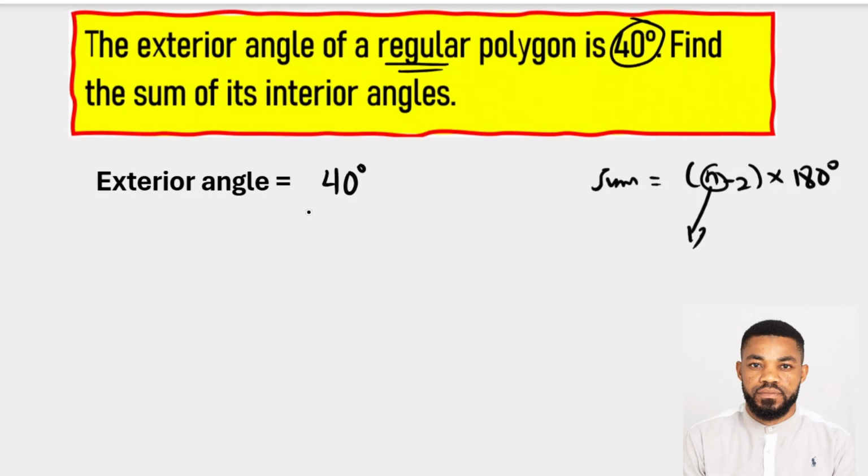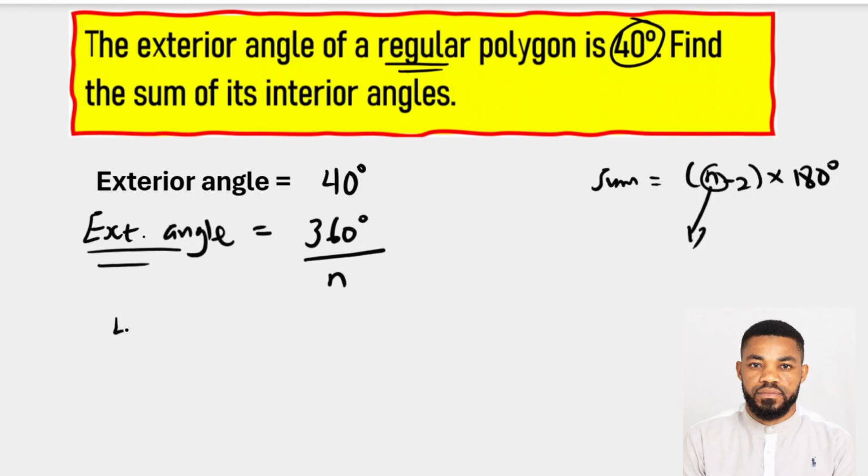So how do we find the sum of its interior angles? This is where you have to get the right formula to help you. The exterior angle of this regular polygon has been given, so we can use the exterior angle formula for regular polygons. Exterior angle is equal to the sum of the exterior angles, that is 360 degrees, divided by the number of sides of the polygon. Now, in this case, the exterior angle has been given to be 40 degrees. So in place of the exterior angle, I'm just going to write 40 degrees, and that is equal to 360 degrees out of n.